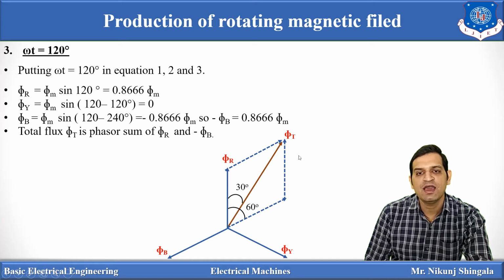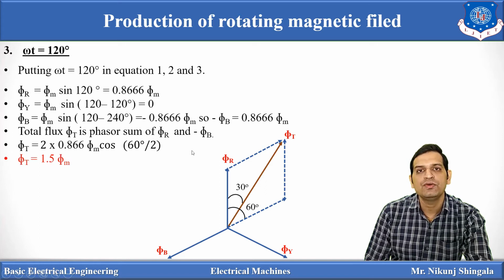Now the angle between phi r and phi t is 60 degree. Angle between phi r and minus phi b is 60 degree. So angle between phi r and phi t will be 30 degree, as we have already discussed in the previous case, and which can be found using this equation, that is resultant flux phi t is equal to 2 into 0.866 phi m, that is the magnitude of the phi r and minus phi b, into cos 60 by 2. So we are getting phi t is equal to 1.5 phi m. So again we are getting the same magnitude at instant omega t is equal to 120 degree.